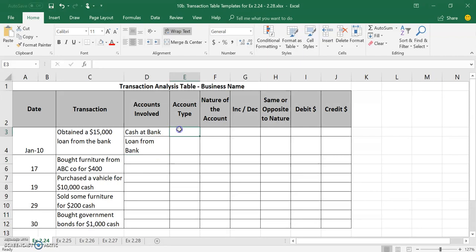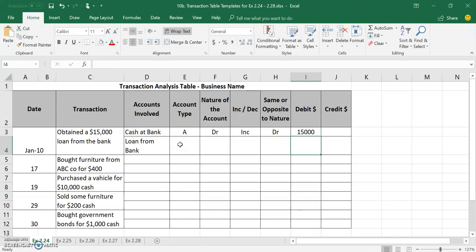Okay, my cash, we know, is an asset. The nature of assets are debit. Okay, and if I am getting that cash through a loan, then that is going to be increasing. Okay, if it is increasing, I am going to keep my nature the same to increase that account, so it's going to remain as a debit. And then I can pop the $15,000 in as a debit entry.